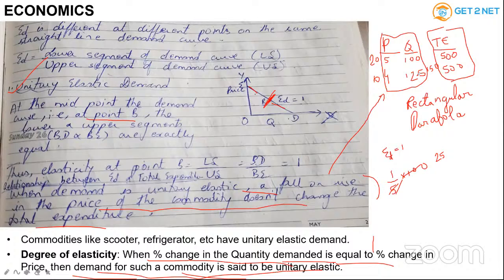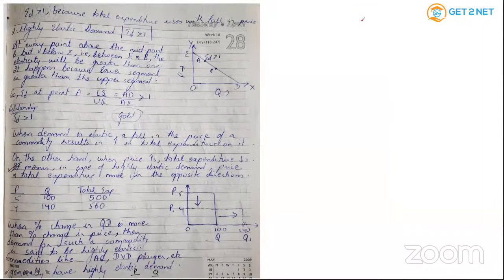Fine. So let's move to the next one. Highly elastic demand. Highly elastic means ED is greater than 1. Now in what context will ED be greater than 1? See, at every point above the midpoint, this is your midpoint B. Every point above the midpoint but below E. E is this point. So in this region here, the elasticity will be greater than 1. Why? Because the lower segment is greater than the upper segment.